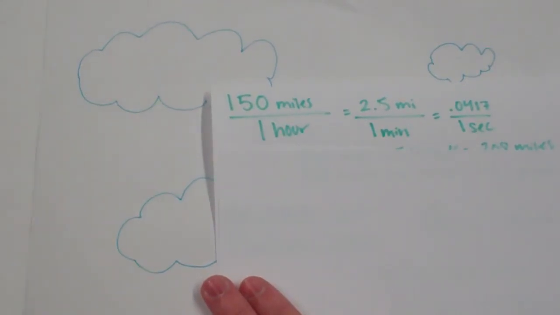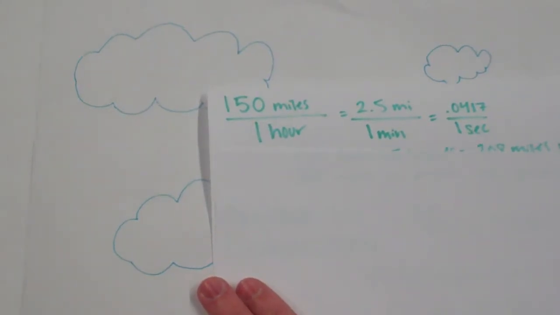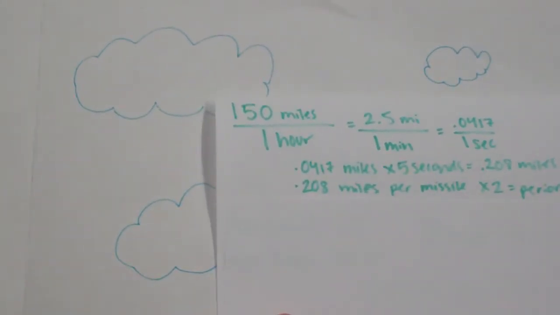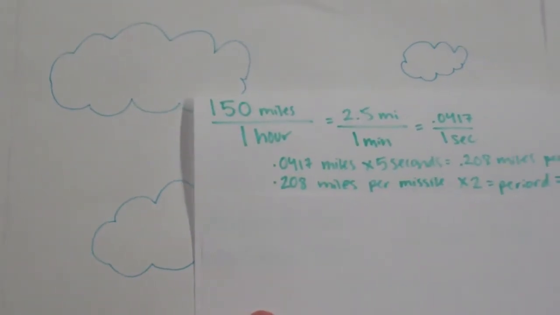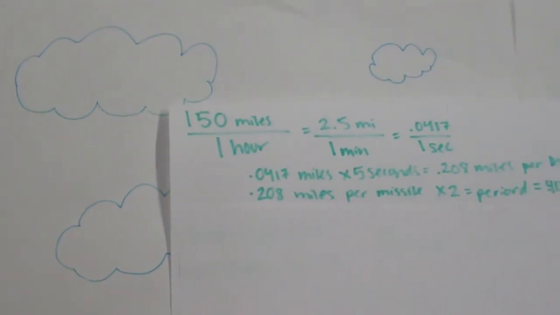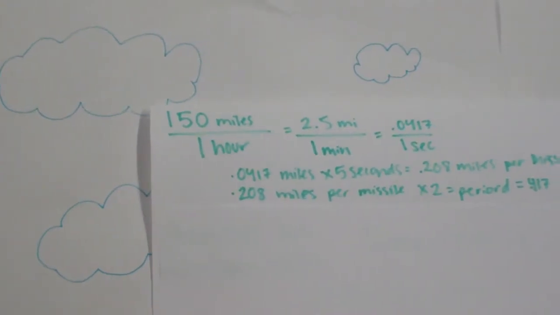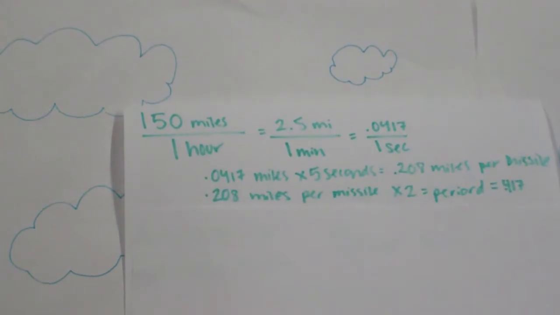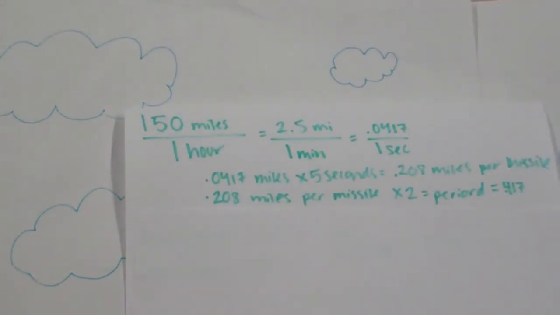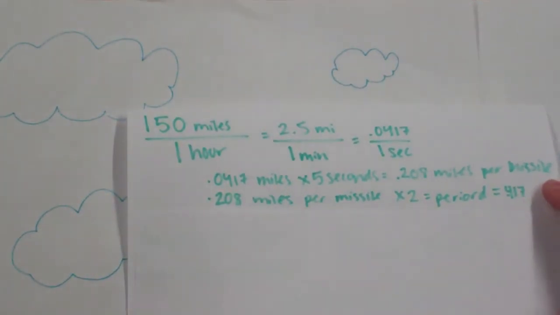Since every 5 seconds, Joe must change his path, we must multiply our miles per second by 5, giving us our miles per missile, or half of the period, which is the distance Joe travels laterally by the time he rises and returns to a dipped position. Now we can multiply the miles per missile, half of the period, by 2 to get the whole period, which is 0.417 miles.